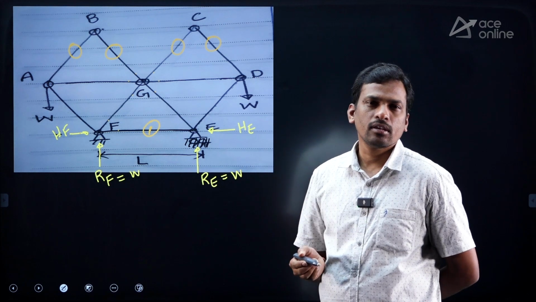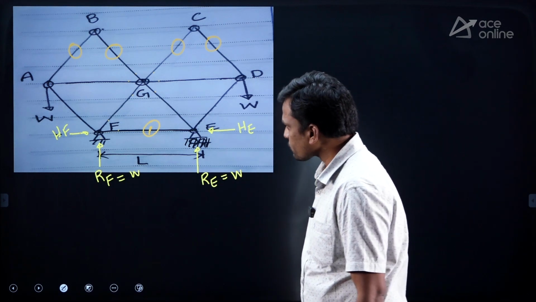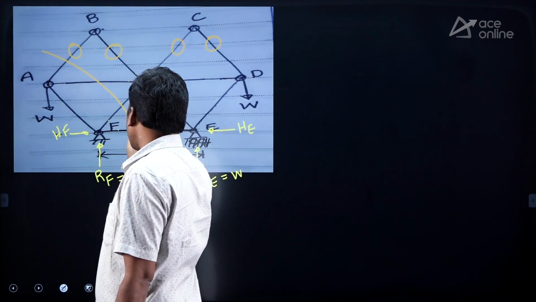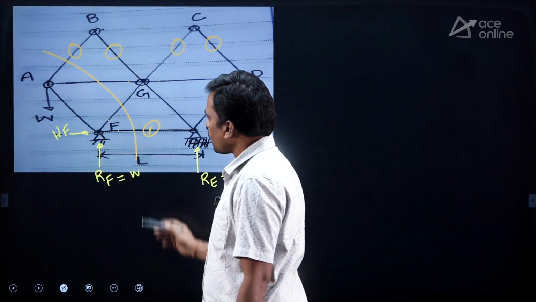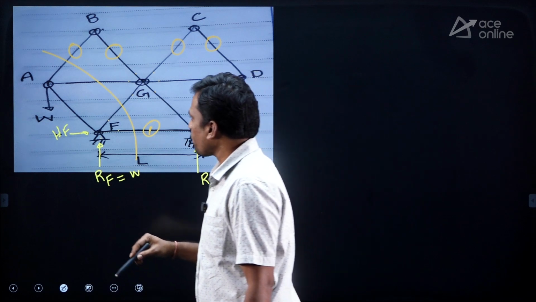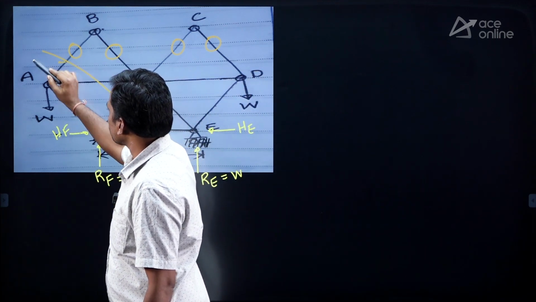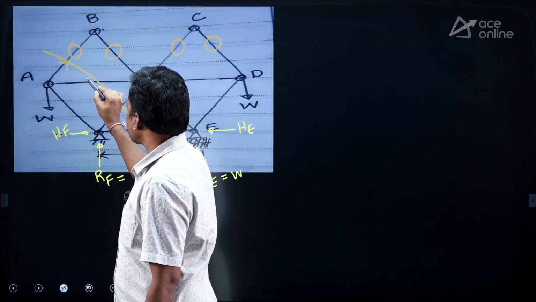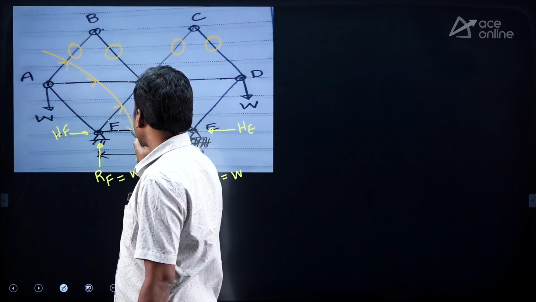Then we have to use the method of sections. Then tell me, students, how to cut the structure? I'll cut the structure like this. Then we'll balance the left part of the structure. For the left part cut members only, initially assume tensile force. Students, you can do the analysis for the left part or right part, you will get the same answer, right?